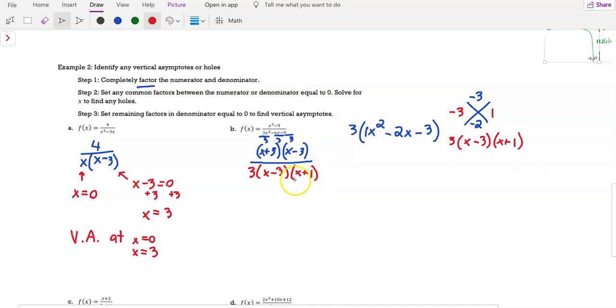Now this is where our holes come into play. All right, when we have common factors, remember how we talked about, okay, well, this x minus 3 cancels out this x minus 3. If you ever cross anything out, we have to take that and set it equal to 0. So you'd have an x minus 3 is equal to 0. So add 3 to both sides. We get x is equal to 3, and this is our hole.